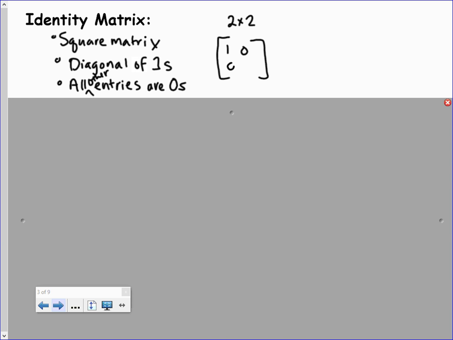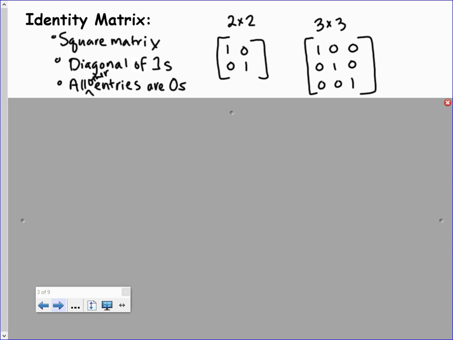Here's an example of a 2x2 identity matrix. 1, 0, 0, 1. See that diagonal of ones? Everything else is zeros. Here's an example of a 3x3 identity matrix. 1, 0, 0, 0, 1, 0, 0, 0, 1. See that diagonal of ones? Everything else is zeros. Okay, those are identity matrices.